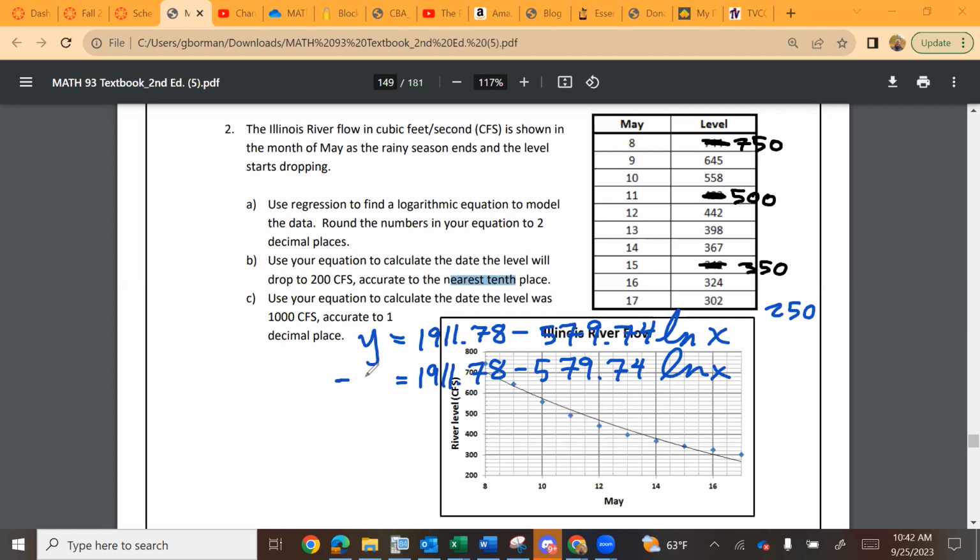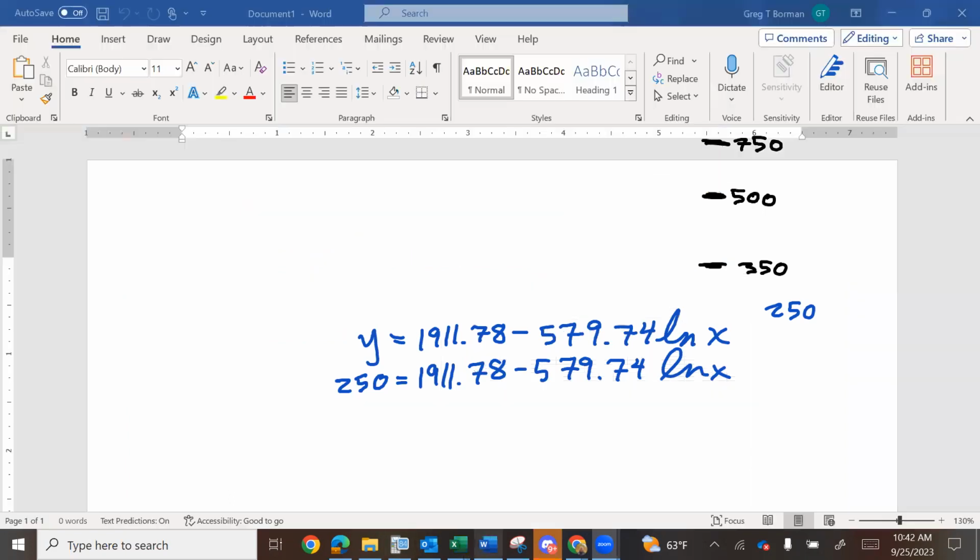Okay, so we're going to see what's going on at 250. When do we expect to have 250 cubic feet per second? Again, 250 cubic feet per second is a y value, so I'm plugging it in for y. All right, that's very important. If I plug 250 in for x, then I'm saying, oh, the 250th day of May, which, I mean, you could figure that out. It would be like probably, into the following January. But again, that's not what we mean. So we're not going to do that.